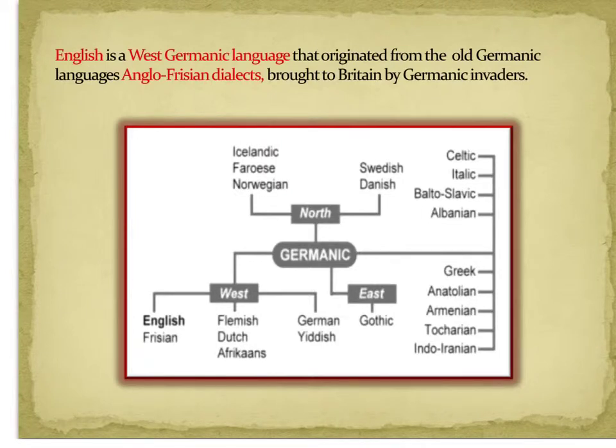English is a West Germanic language that originated from the Old Germanic languages, Anglo-Frisian dialects, brought to Britain by Germanic invaders. In the chart below you can see the division of Germanic languages. They are divided into 3 groups: North, West and East.